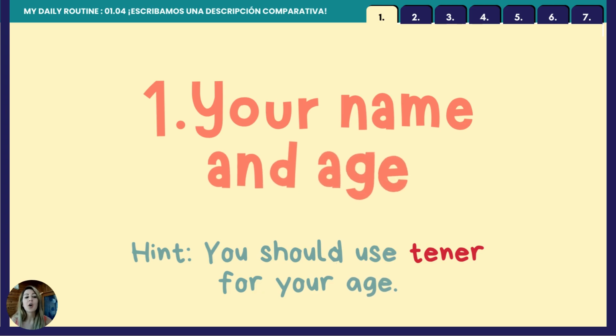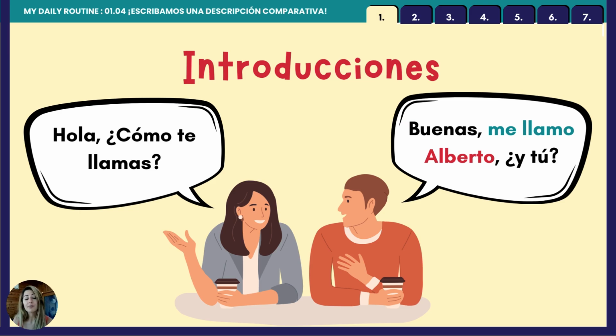Let's see if we can go one by one. The first is your name and age. We're going to review this really briefly and quickly, seeing as how this should have been learned in the module, and this will just be a review on how to apply it. With that, we use the verb tener for the age. Example: Hola, ¿cómo te llamas? Buenas, me llamo Alberto. ¿Y tú?